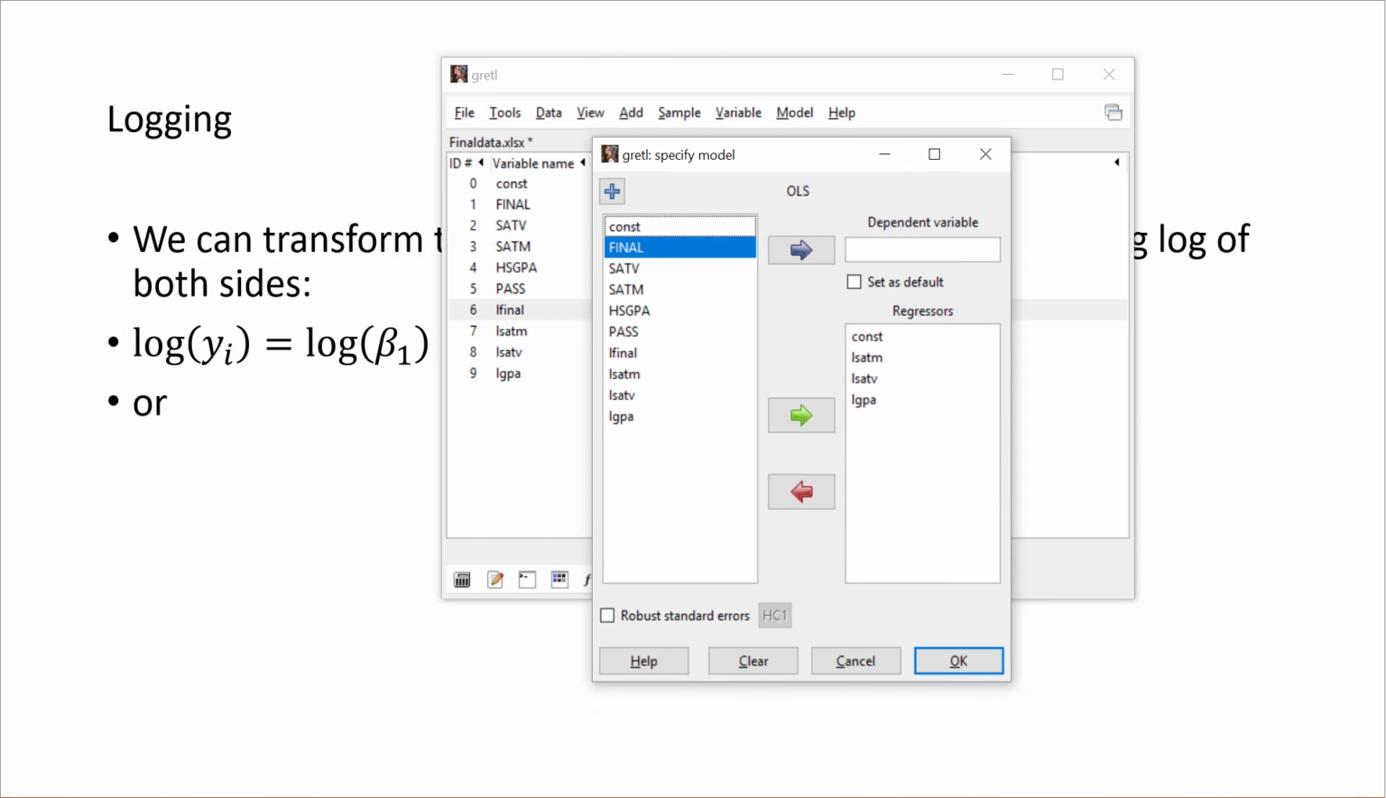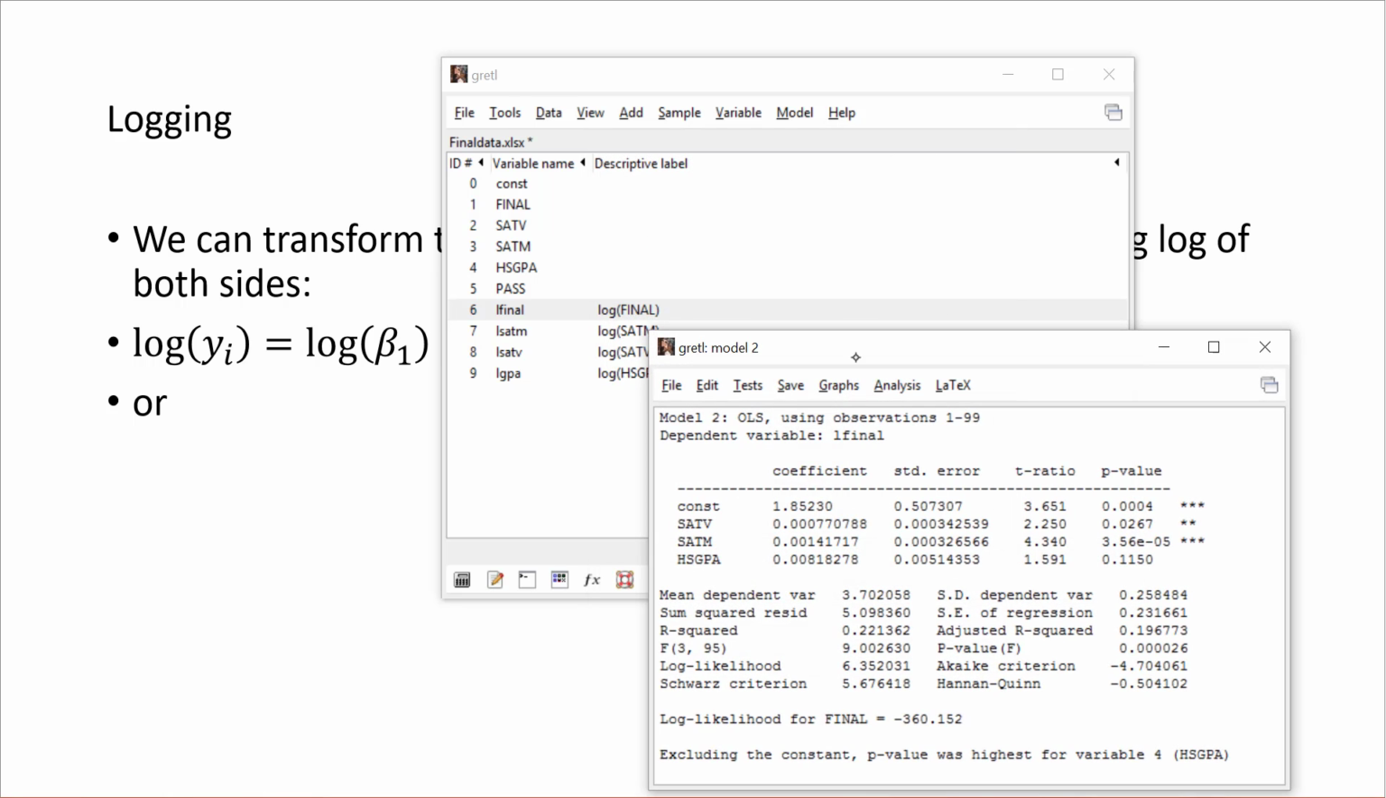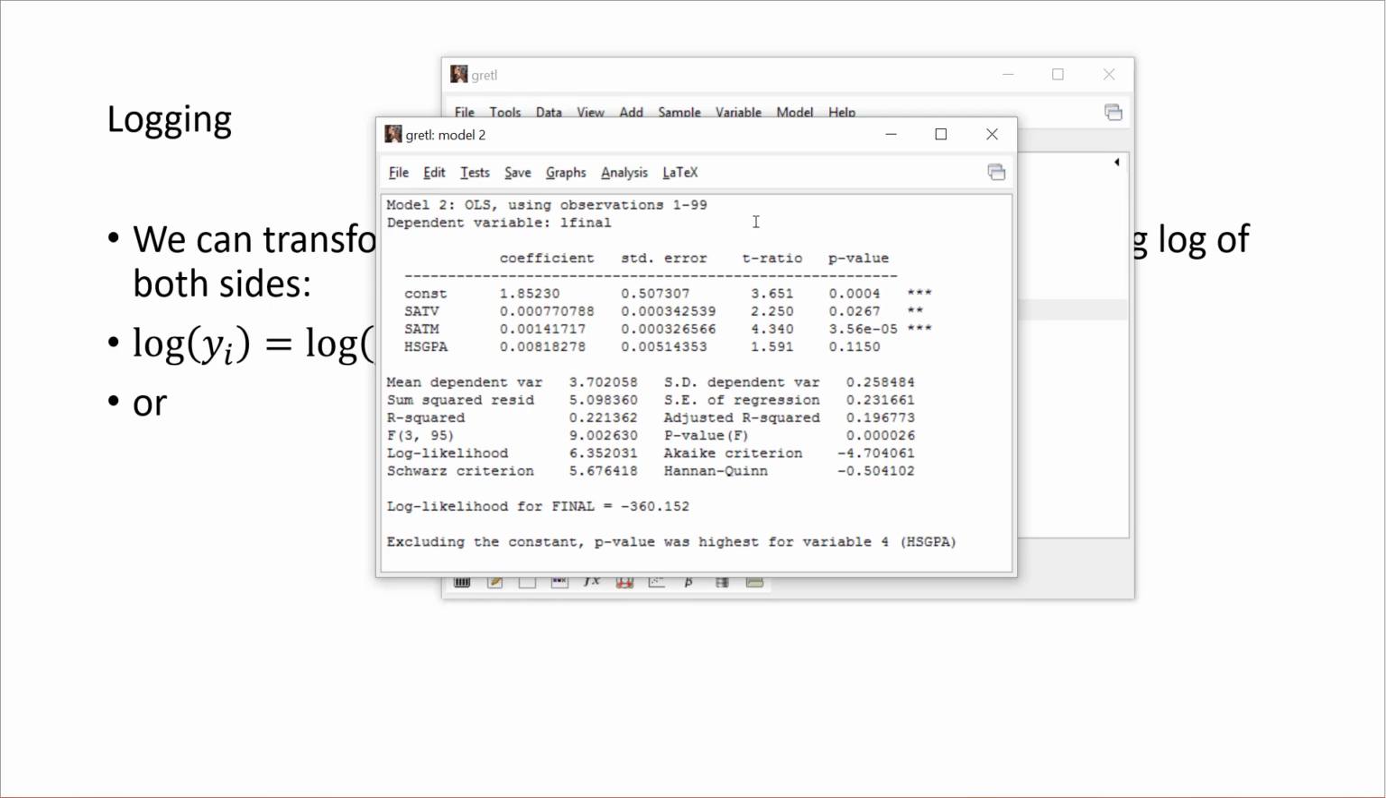So going back to Gretl, if I want to estimate my final as my dependent variable in a log-linear model, I need to use log of final as my dependent variable, but I should not log the x variables. Those should be as they are, like this. Now it's a log-linear model. Estimate it, and we need to interpret these estimates.